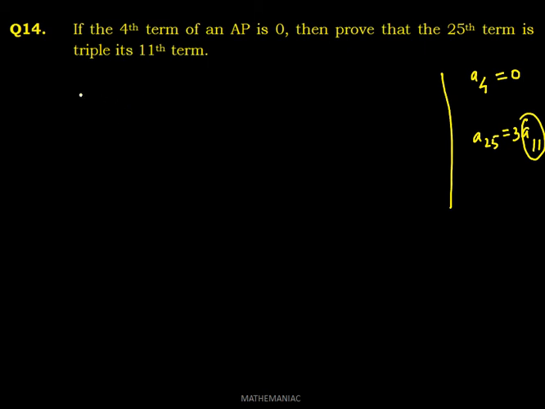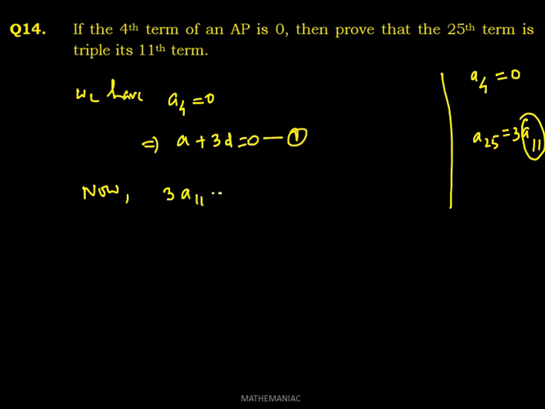So let us start with A4 equal to 0. A4 is 0 means A plus 3D is 0. A plus 3D is 0, right? This is what we have to use. Now start with 3 times A11. You can start with A25 also, no problem. 3 times the 11th term. What is the 11th term? A plus 10D. Now put the value of a from here.